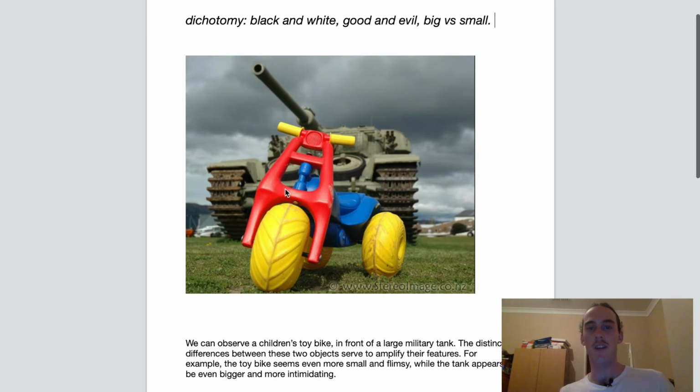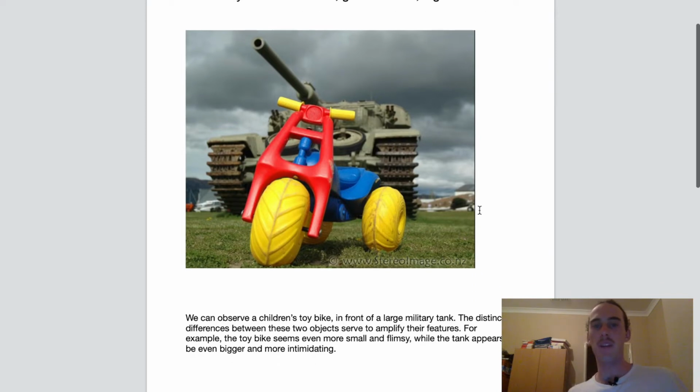So let's have a look at this image here. We've got a really small kid's bike juxtaposed against a really big military tank. So this is my explanation of it. One of the biggest mistakes that students make is they'll identify that juxtaposition is being used, but they won't actually explain how. So that's something we need to do. We need to say how juxtaposition actually is used and how it serves to actually have a desired effect.